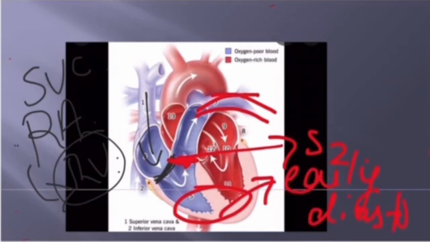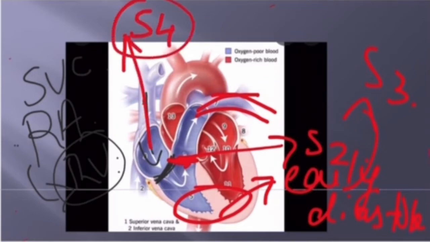Okay, and at that time what sound are you going to hear? That would be your S3 sound. And now at last, what will happen with the atrium? Wouldn't it again have a systole? Wouldn't it try to contract and give some more blood to the ventricle? And wouldn't it try to say, just take all the blood that I have and be done with it? So at that time you will be hearing your S4 sound.